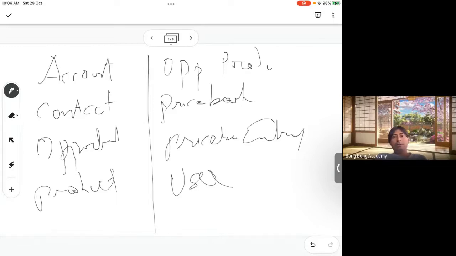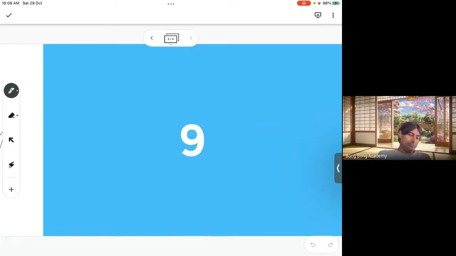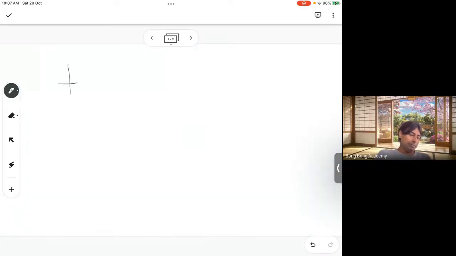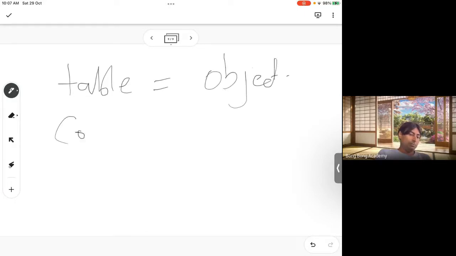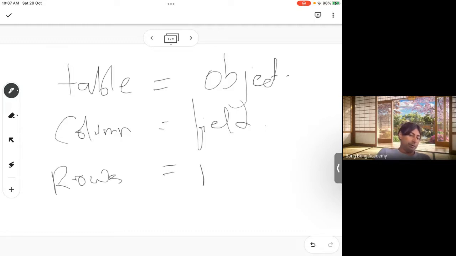I will stop using the term tables from now on. Tables in Salesforce are called objects. A column of that table is called a field, and rows of that table are called records. Clear? So we'll use these terms from now on.